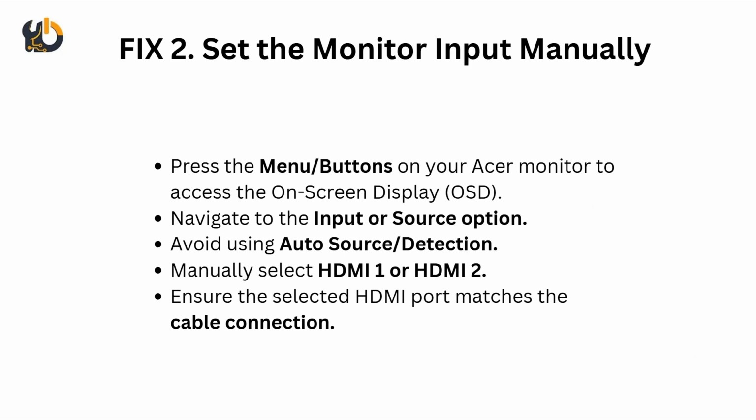Fix 2. Set the monitor input manually. You have to press the menu buttons on your Acer monitor to access the on-screen display, OSD. Navigate to the input or source option. Avoid using auto source or detection. Manually select HDMI 1 or HDMI 2. Ensure the selected HDMI port matches the cable connection.